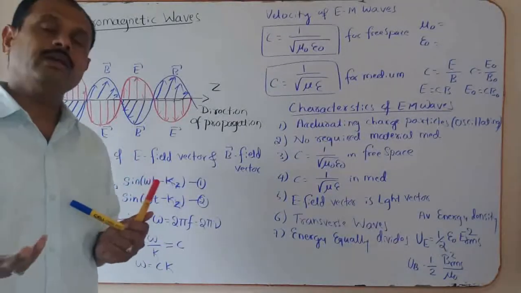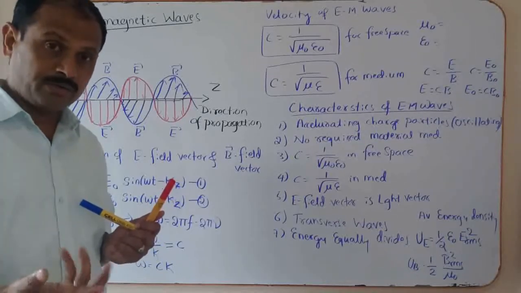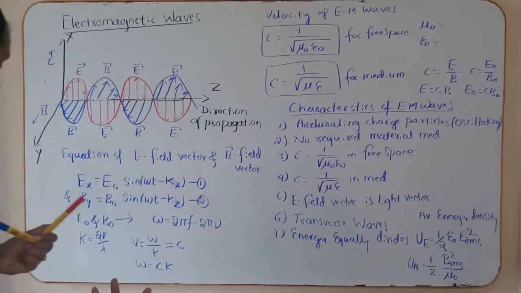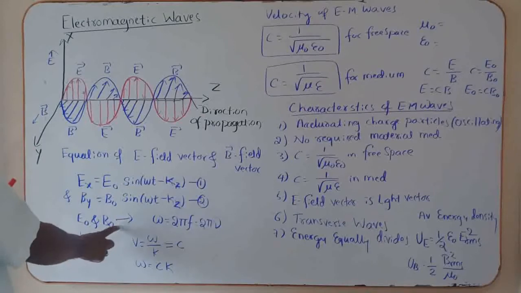Here also, what comes? RMS value, peak value, average value, this kind of thing comes here, because they are sinusoidal variations. Therefore, E0 and B0 are the peak values of the electric field vector and the magnetic field vector.